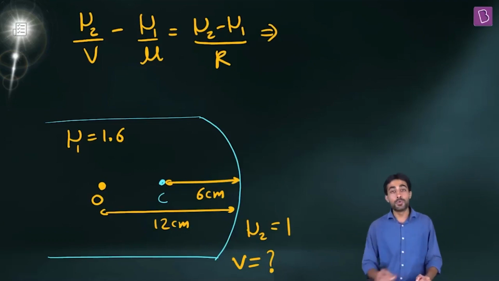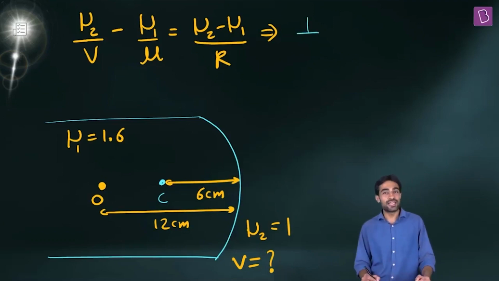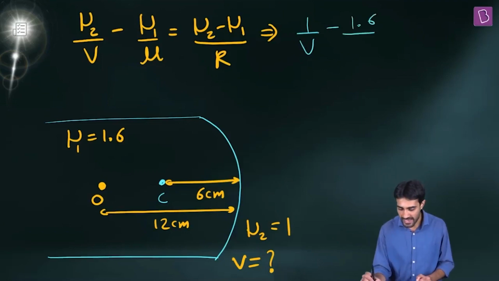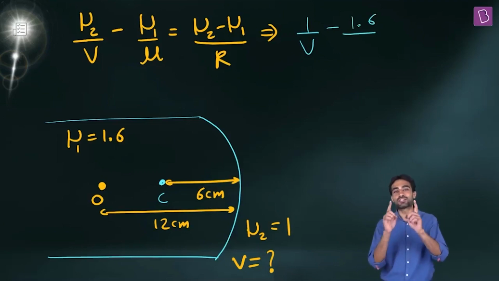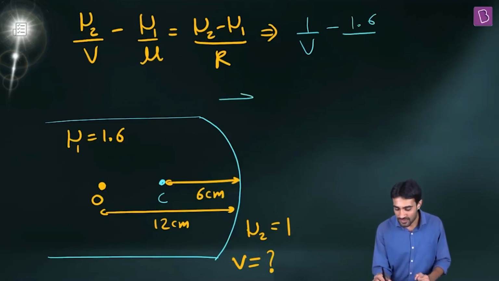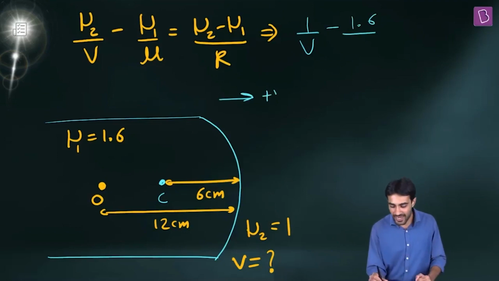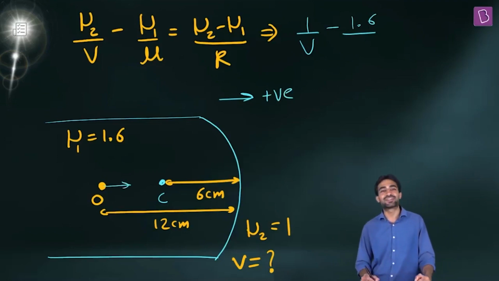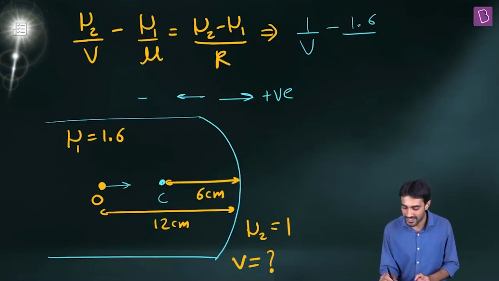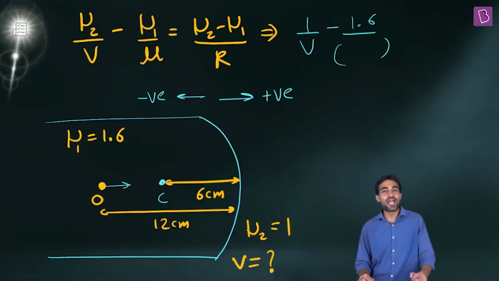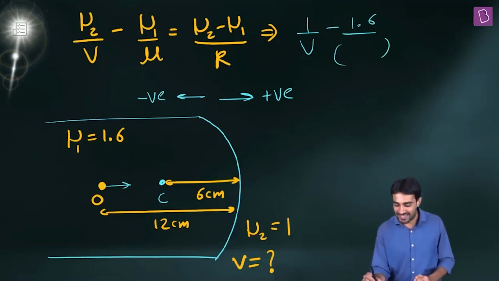So do we know mu2? Yes, we know. Mu2 is 1. Do we know V? No. We have to find V. What is mu1? Mu1 is 1.6, divided by U. Now tell me, what is U? We have to put everything with signs. Remember that. The direction in which incident light rays are traveling is positive. Incident light rays are emerging from the object. And the opposite direction is negative, obviously. So what is U? U is minus 12. Exactly.